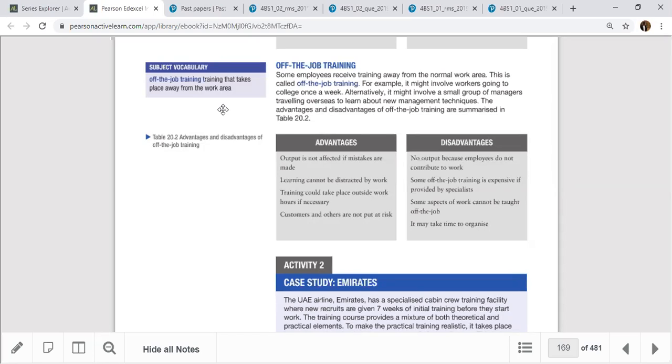And some aspect of the work cannot be taught off-job, and it may take time to organize. These are the advantages. You must know these advantages and disadvantages. Okay, go back to the paper.